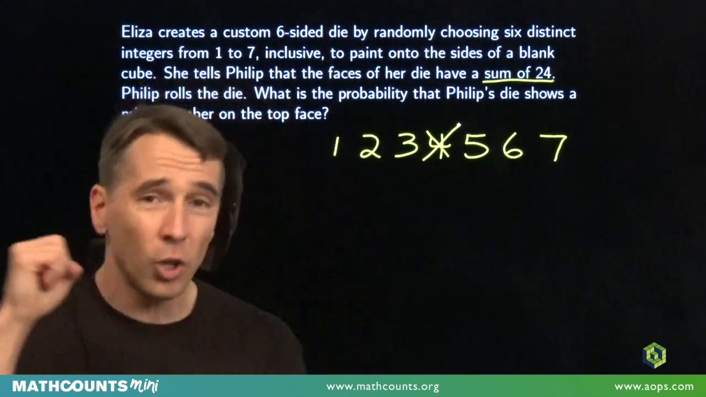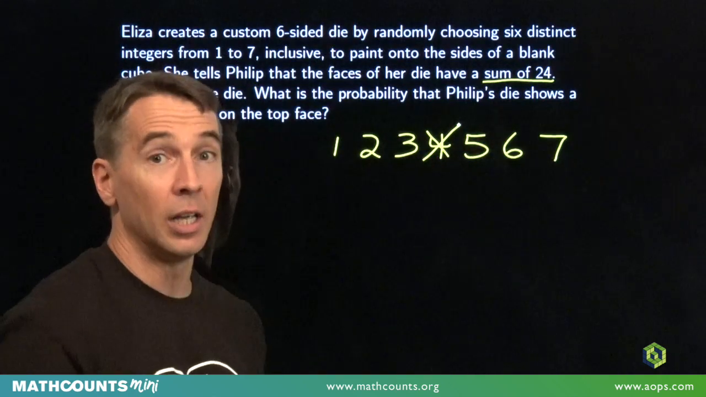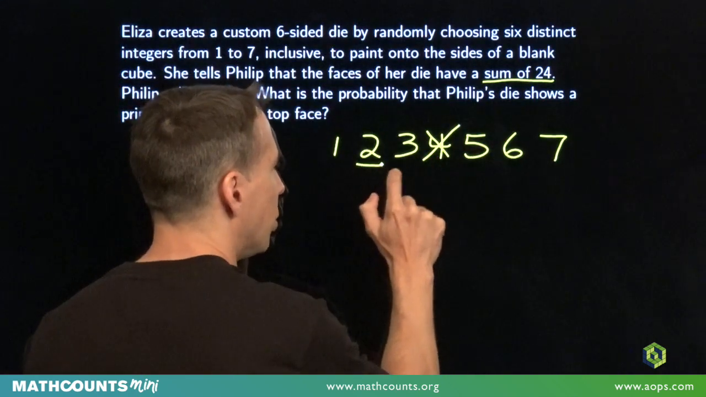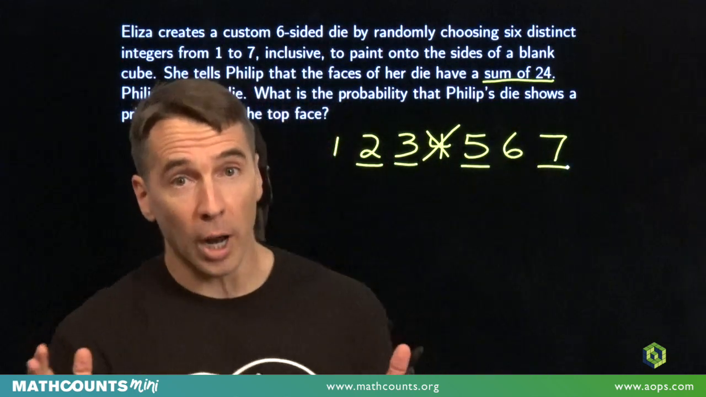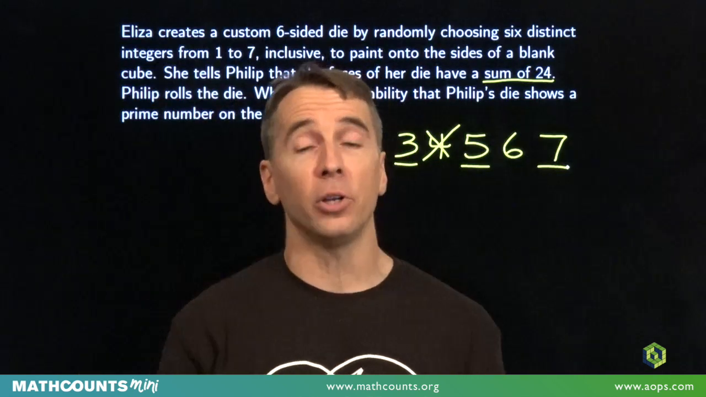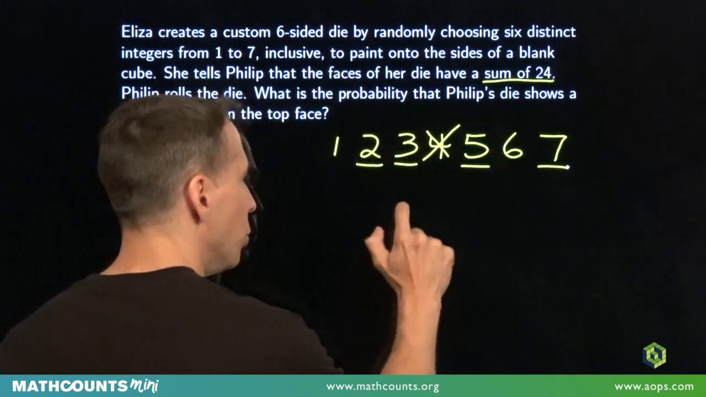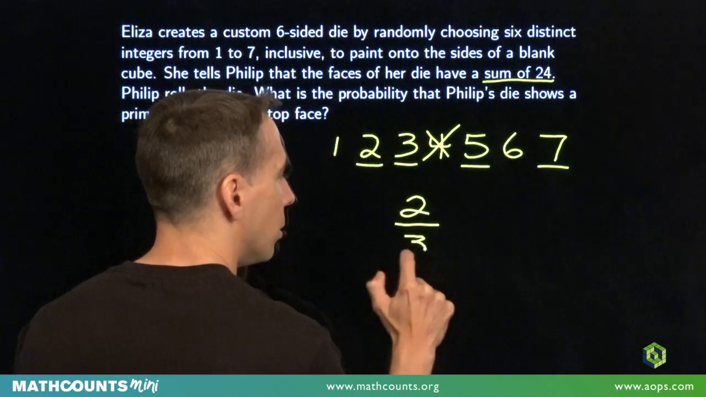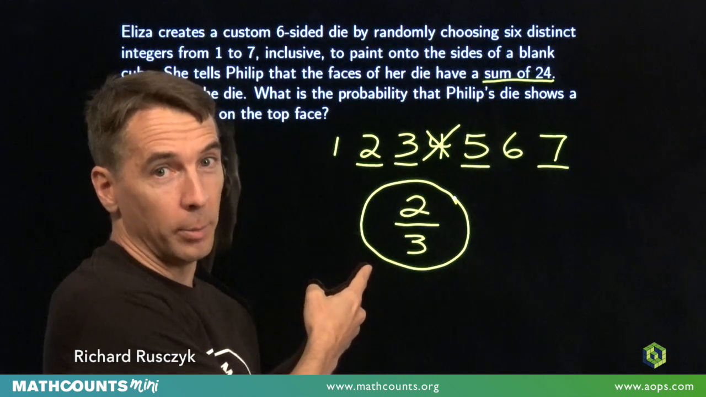So the die that Philip is going to roll has a 1, a 2, a 3, a 5, a 6, a 7. The prime numbers are 2, 3, 5, and 7. 4 prime numbers out of 6 total. So when he rolls that die, the probability he's going to get a prime is 4/6, which you know is 2/3. Don't be afraid of probability problems.